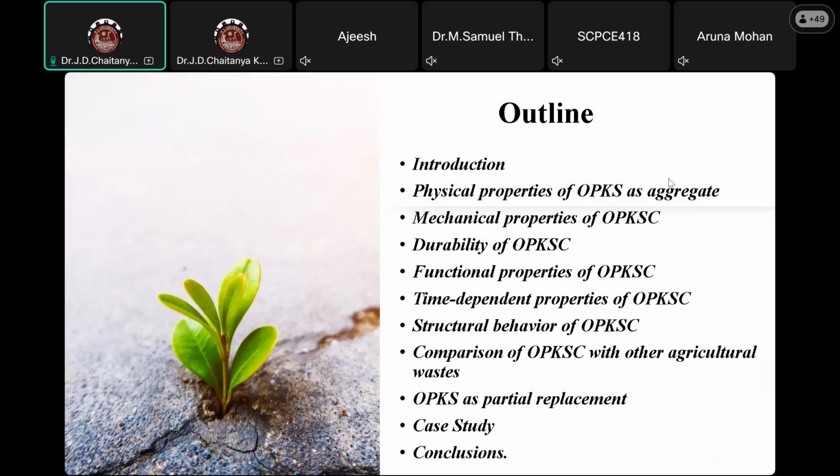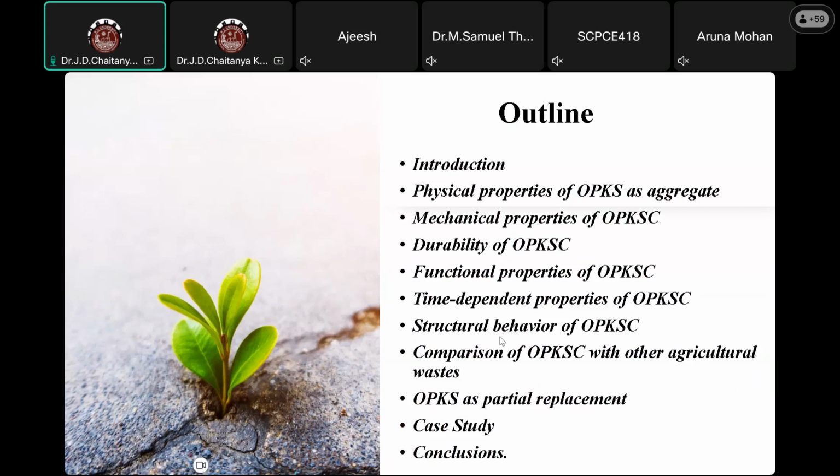Introduction, physical properties of the palm oil shell as aggregates, both fine aggregate and coarse aggregate, and mechanical properties, meaning composition, tensile strength, and flexural strength without reinforcement. Then durability studies, functional properties of the palm oil shell, and time-dependent properties. Then structural behavior, which we show as beams, columns, beam-slabs, and portal frames. And the comparison of palm oil shell with other agricultural wastes, for example rice husk and coconut shell. Some cases I will show, and after that we will close the session.